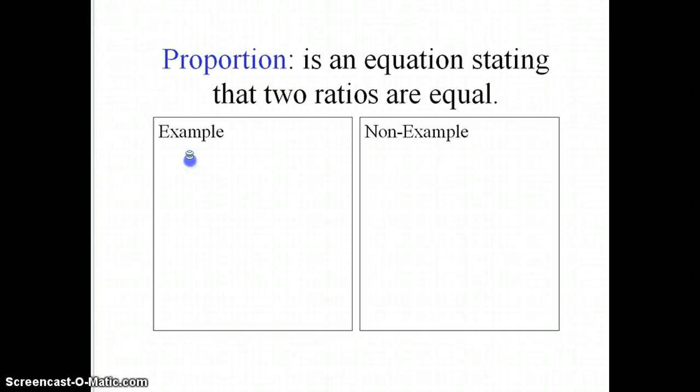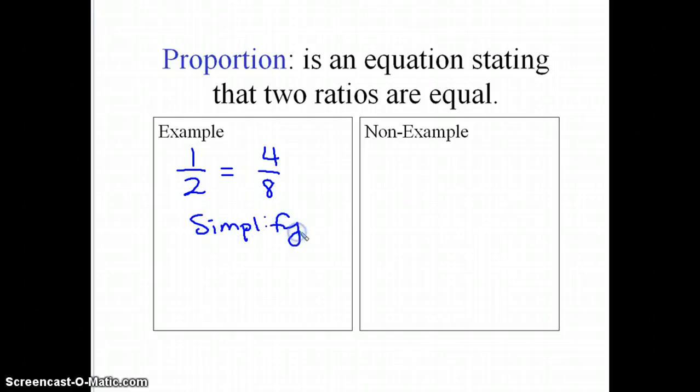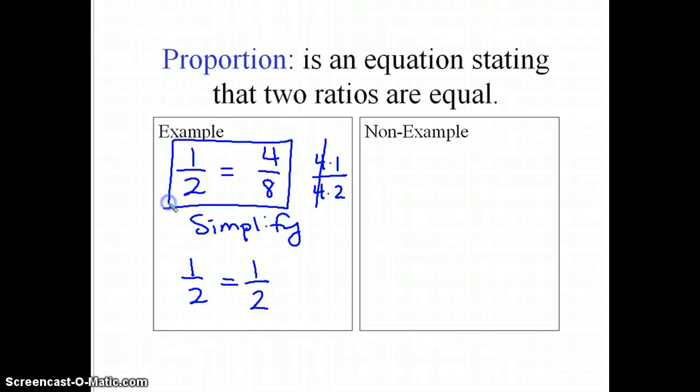My first example of a proportion is 1/2 is equal to 4/8. When I simplify the fractions, I find that 1/2 is in simplest form, but 4/8 can be simplified. The GCF is 4 times 1 and 4 times 2. The GCF of 4 cancels. I'm left with the ratio of 1/2. Now I have 1/2 equals 1/2, so therefore 1/2 equals 4/8 is a proportion.